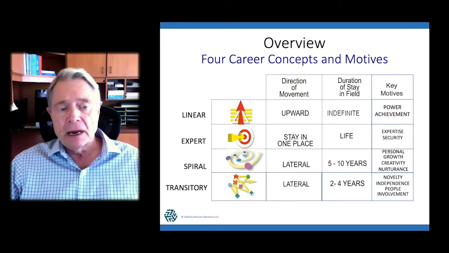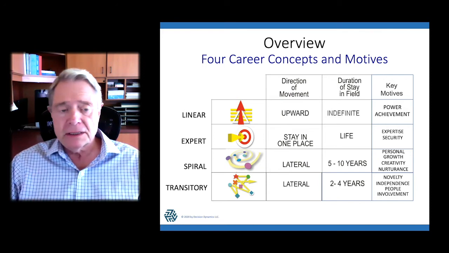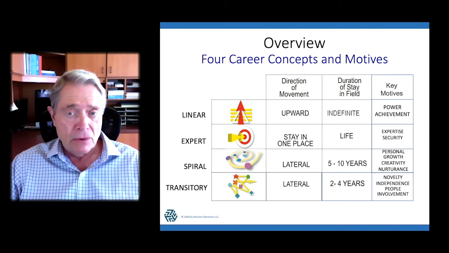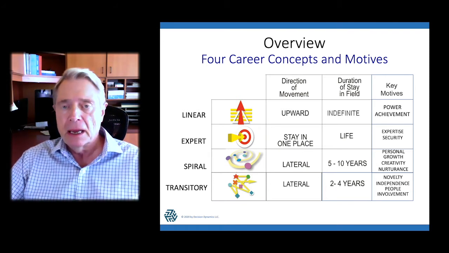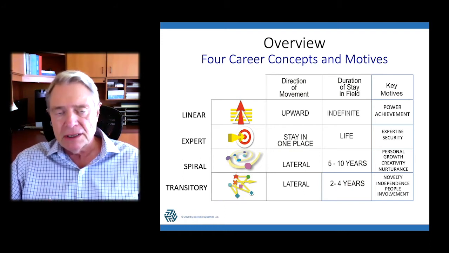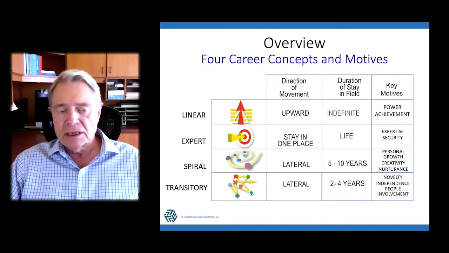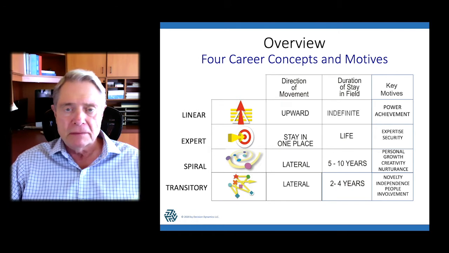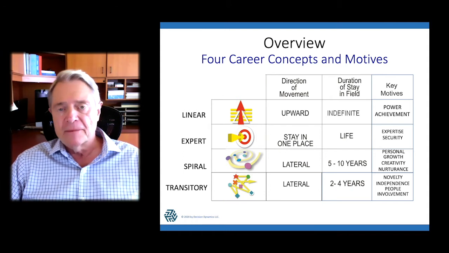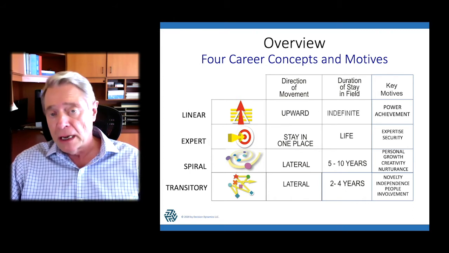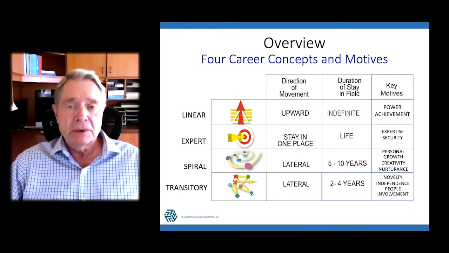The expert, on the other hand, can stay in one place and focus on one type of work for a lengthy period of time, maybe for the whole duration of a person's career. And there the emphasis is motivationally on expertise and security. We can see the spiral with this emphasis on lateral movement rather than upward movement. It's not staying in one place. It's very different from both the expert and the linear. And here the emphasis motivationally is on personal growth, learning, creativity, and nurturance, helping other people grow and develop.